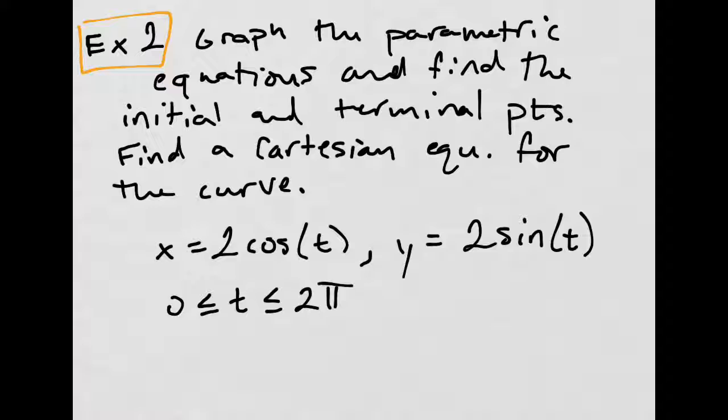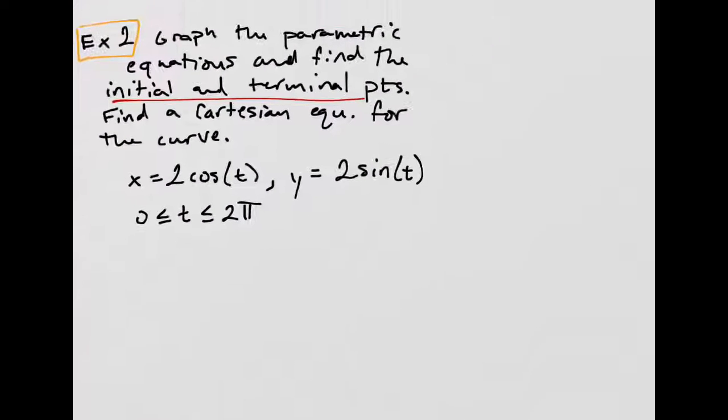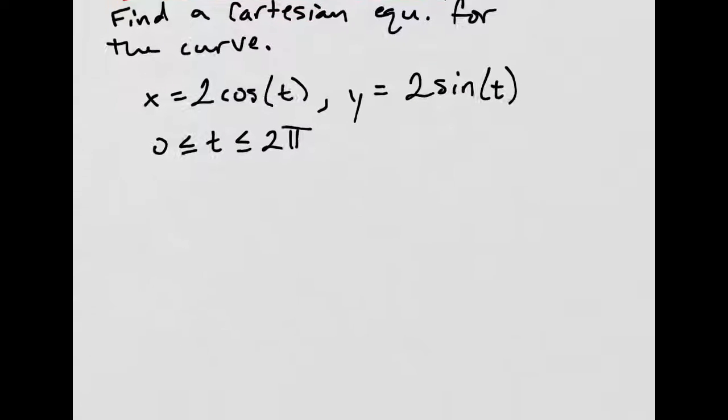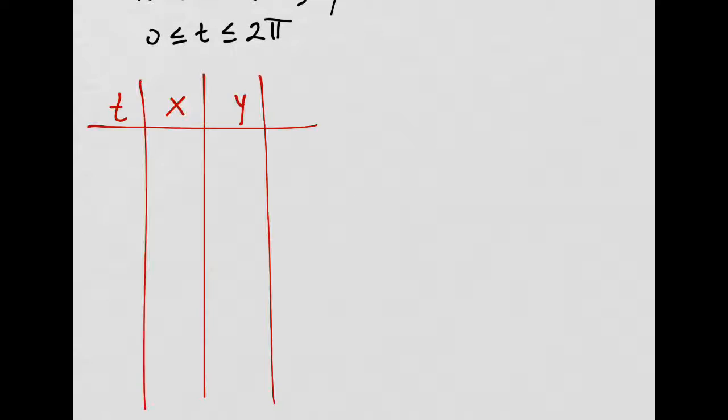So we're going to just go through and graph this by hand. And in class I'll show you how to do it on the calculator. But right now there's a couple new terms, which are initial and terminal points. That just means the first point that you plot when you plug in t being 0 to both of these. That's the x and y. And then the terminal point is when you plug in 2 pi. So I'm going to make a table of values and start chugging away.